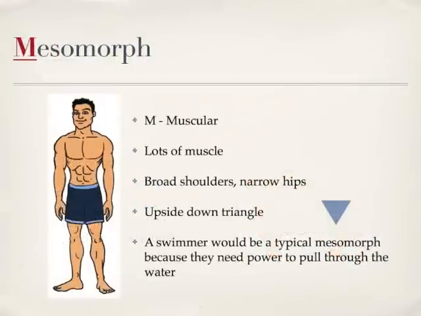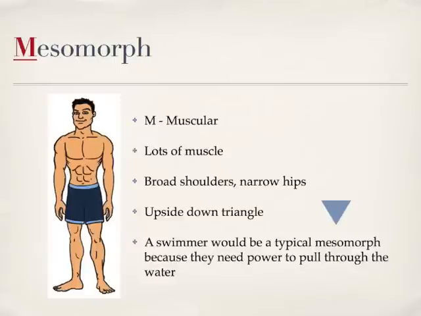Next is mesomorphs. M stands for muscle. A swimmer would be considered a mesomorph because they need lots of muscles to give them power through the water. They have broad shoulders, narrow hips. They're basically an upside down triangle.